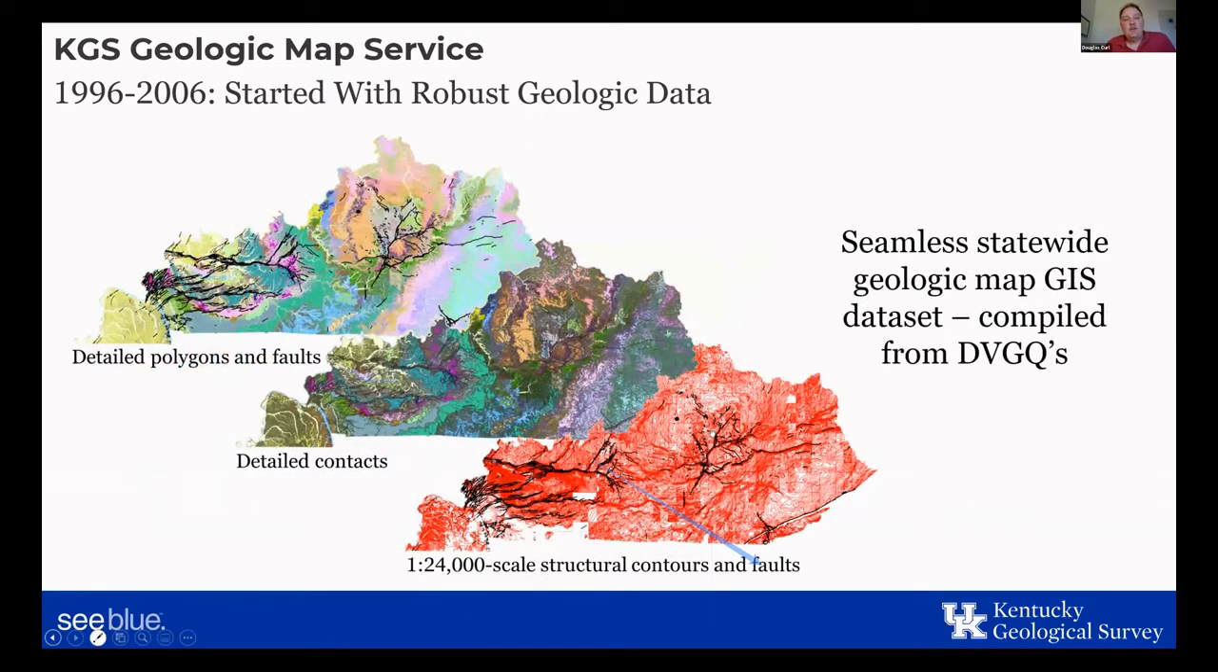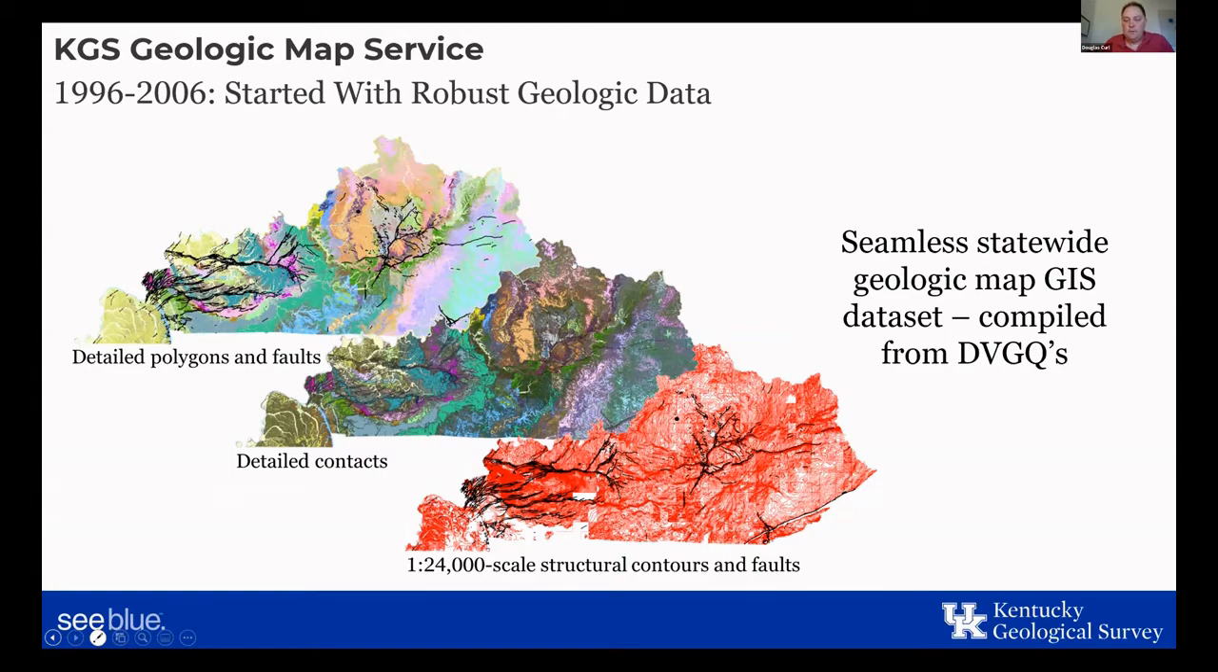So the program finished in 2006. And then we compiled all of those 707 geologic quads into a seamless detailed geologic map data set for the entire state. So again, we have detailed polygons and faults, detailed contacts, structure contours, and then other features including coal beds, non-coal beds, things like limestone beds and clay beds and that sort of thing. And at first glance, it just makes a beautiful map of the state. It's very detailed, and you can really just, by just looking at the state, see a lot of things pop out.